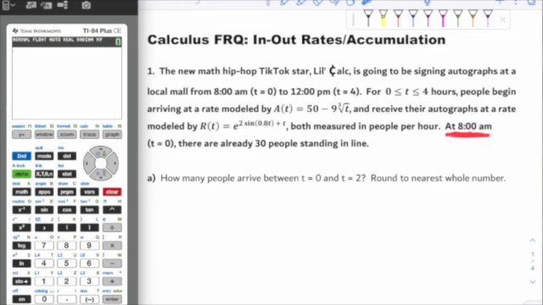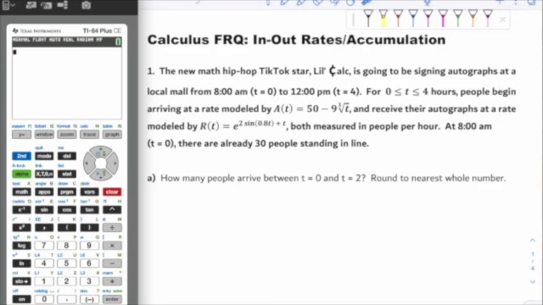I always want to read the question carefully. At 8 a.m., at time t equals 0, there are already 30 people standing in line. So people are going to start arriving at this rate, but there's already a certain number of people there when you begin, and that's a common thing. There's already an initial amount of whatever it is you might be measuring.